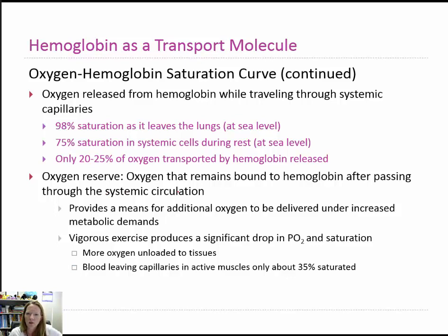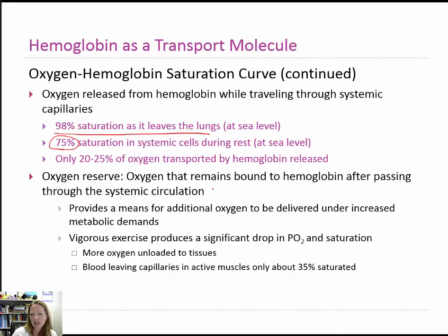Or how it's going to be released. Look, 98% when it leaves the lungs. When it leaves the lungs, it's going in and dumping off oxygen, right? It's going in saying, hey, cells, here's some oxygen. Hey, cells, here's some oxygen. By the time it's done dumping off oxygen, it's still 75% saturated. That's a whole lot. So as you can see, it's never truly deoxygenated. Only 20 to 25% of oxygen transport by hemoglobin is released.